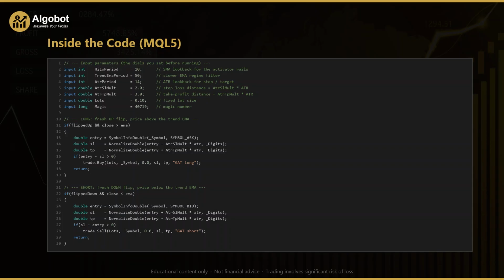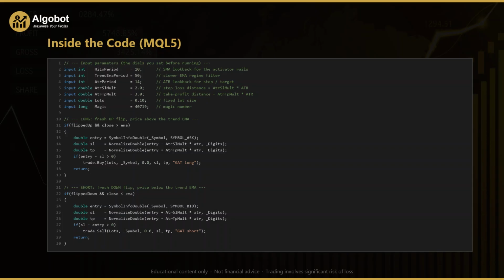ATR period, set to 14, controls the volatility measurement. AtrSL multiple and AtrTp multiple, 2 and 3, set the stop loss and take profit as multiples of that volatility. Lots is the fixed position size, and magic is the identifier the EA uses to recognize its own trades. Below the inputs is the long block.